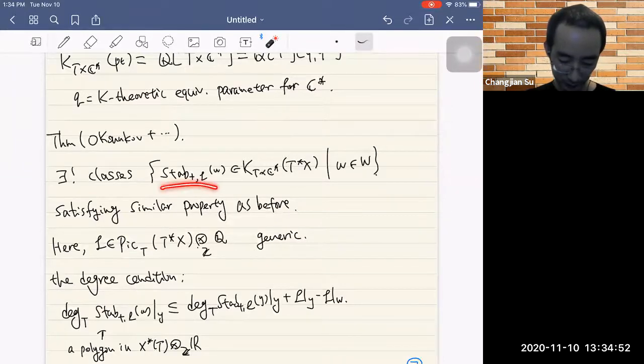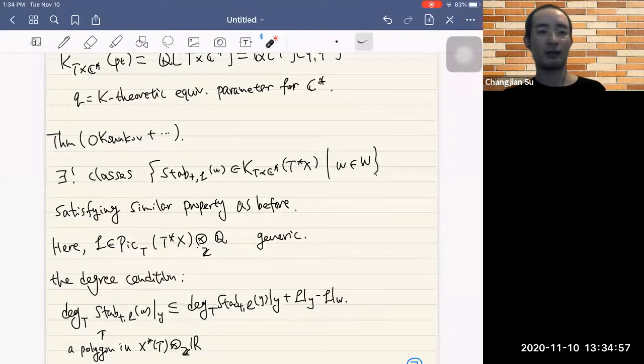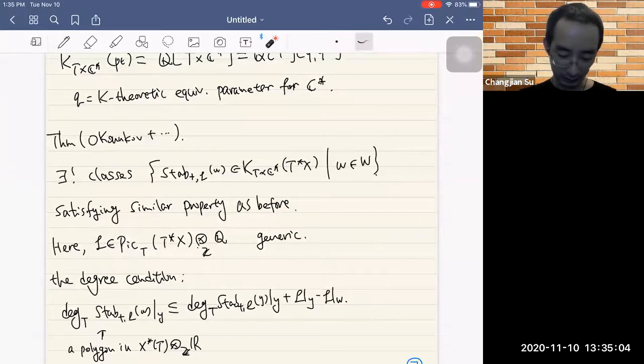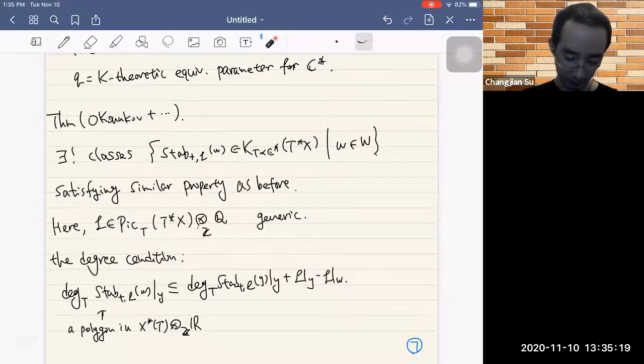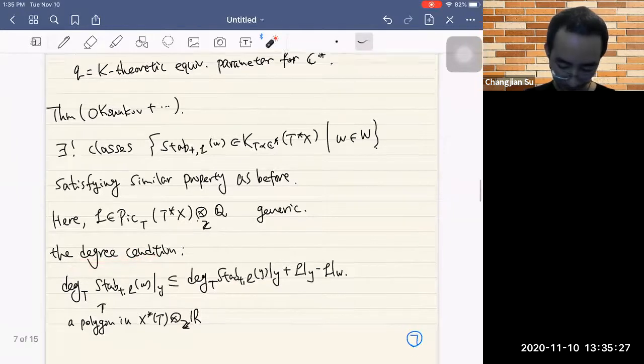These classes will satisfy similar properties as before. Previously we had these conormal spaces, and we can consider the structure sheaves of the conormal bundles. This will also be a linear combination of the structure sheaves of the conormal bundles, and the transition matrix is again a triangular matrix. But the coefficients are realized in the localized equivariant cohomology of a point. So the most important condition, the degree condition, becomes as follows.